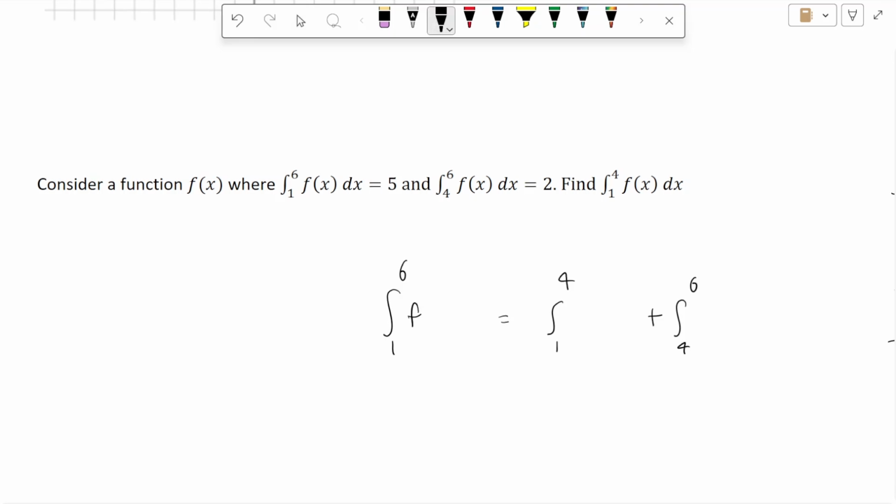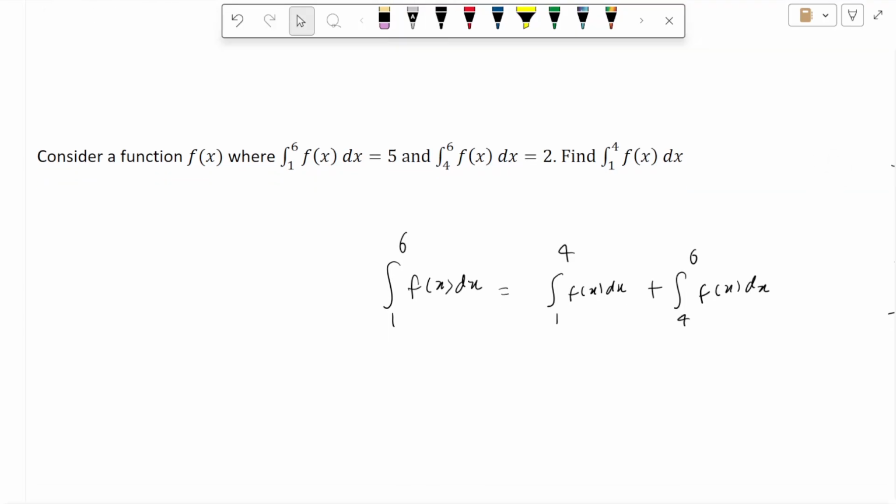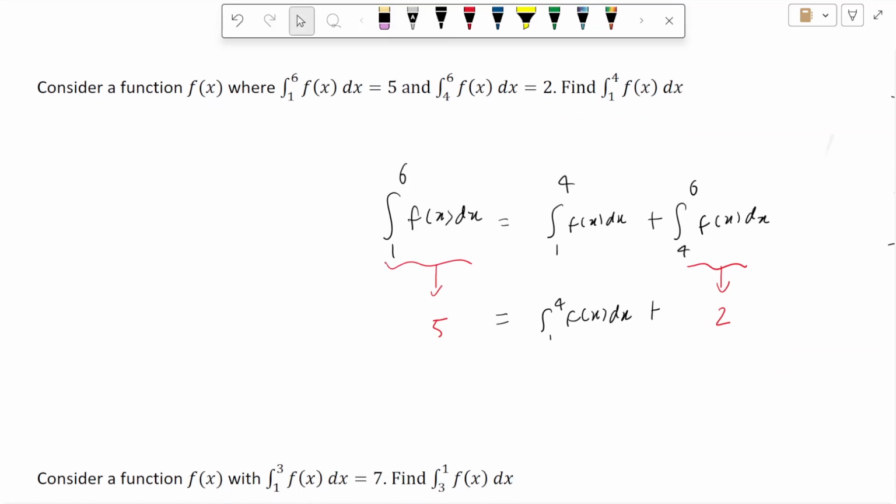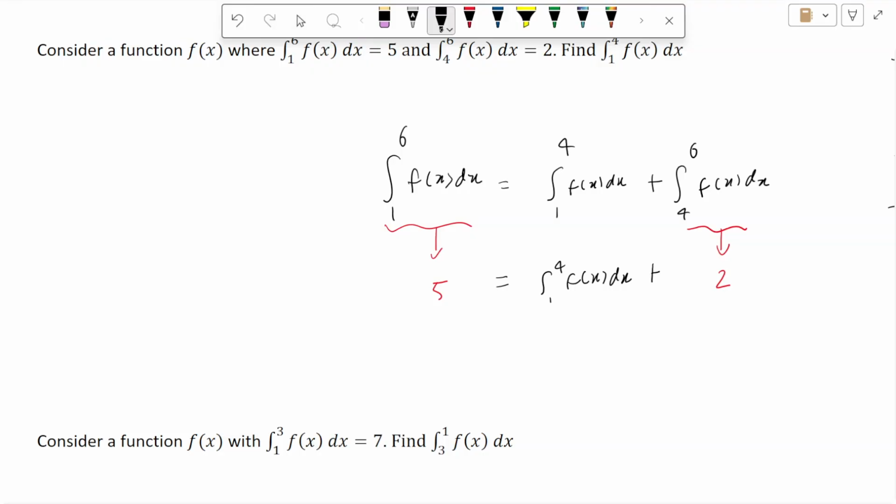So we can write the integral of f of x dx, plus the integral of f of x dx, equals the integral of f of x dx. And we know 3 out of 4 of these things. So that thing the question gave us was 5. That thing we're not sure what it is yet, but the question also gave us that it is 2. So 5 is that integral that we want. So 5 equals something plus 2. I guess that thing must be 3.